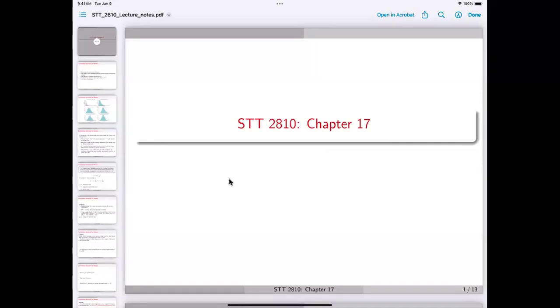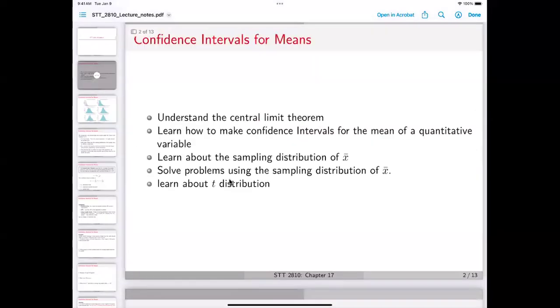In this chapter, we are going to understand the central limit theorem. We're also going to learn how to make a confidence interval for the sample mean, learn about the t distributions and when to use the t distribution, and then solve some problems.